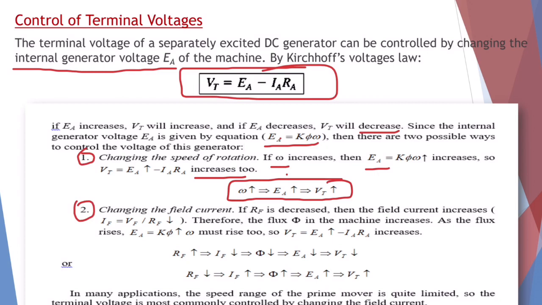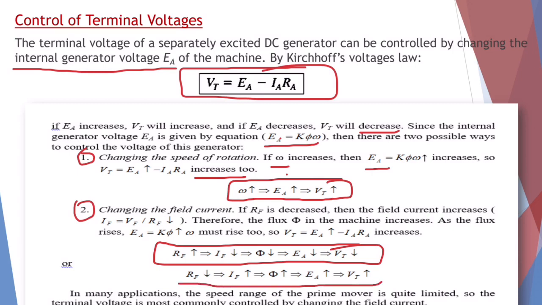Changing the field current: if RF is decreased, then the field current increases. Therefore, the flux in the machine increases, and as the flux rises, EA must rise too. So this is the summary again. We can summarize this one: RF increases, IF decreases, flux decreases, EA decreases, VT decreases. If RF decreases, then IF increases, flux will increase, EA increases, and VT increases.